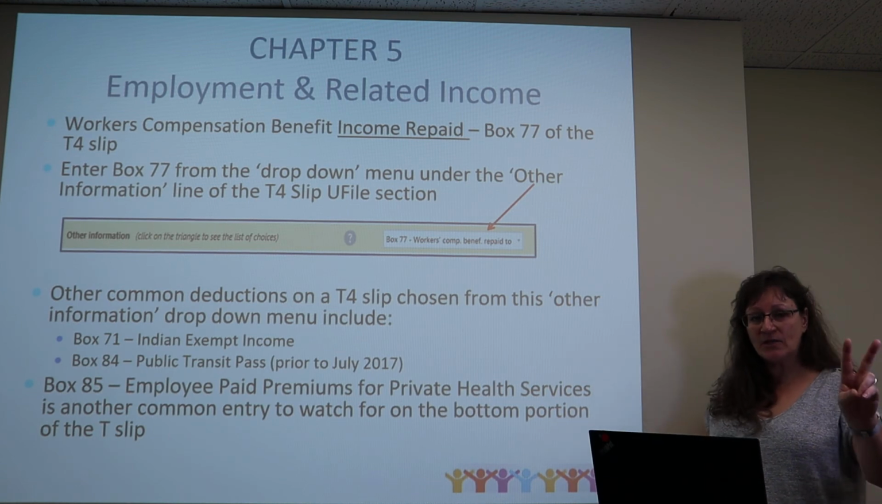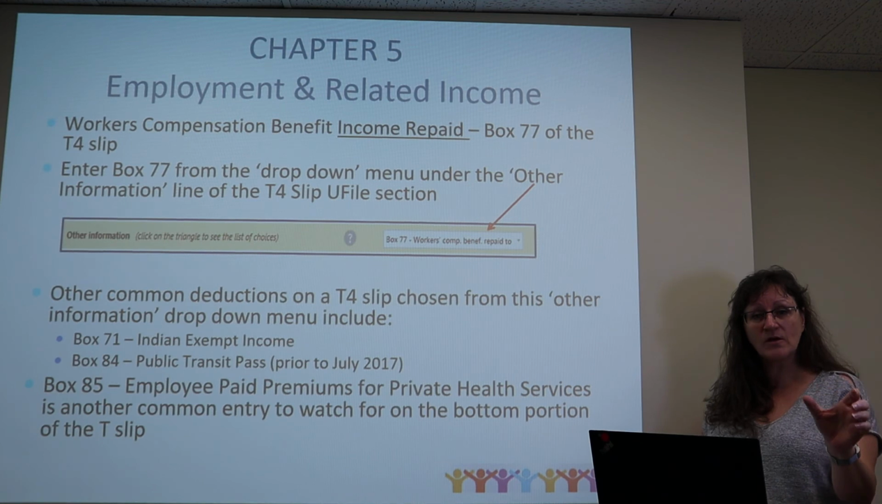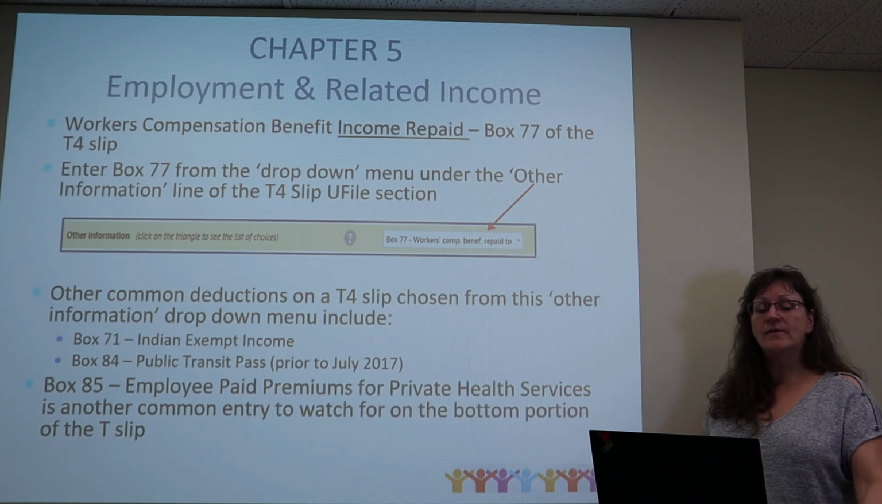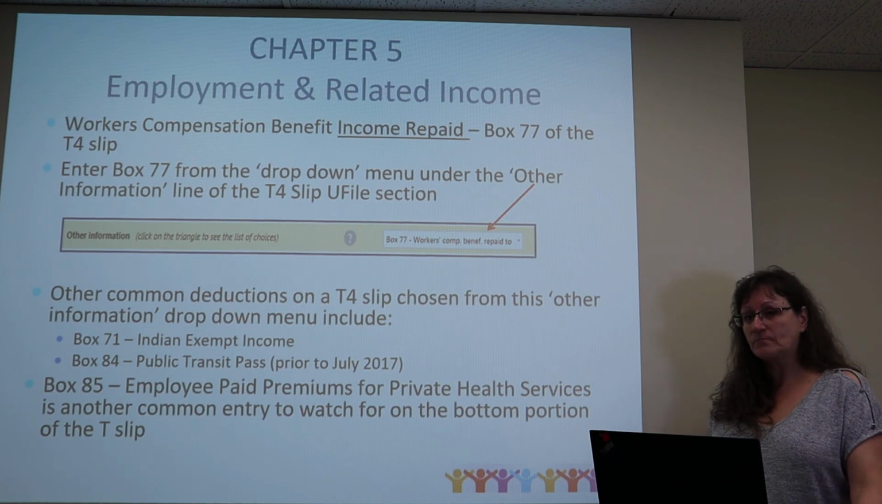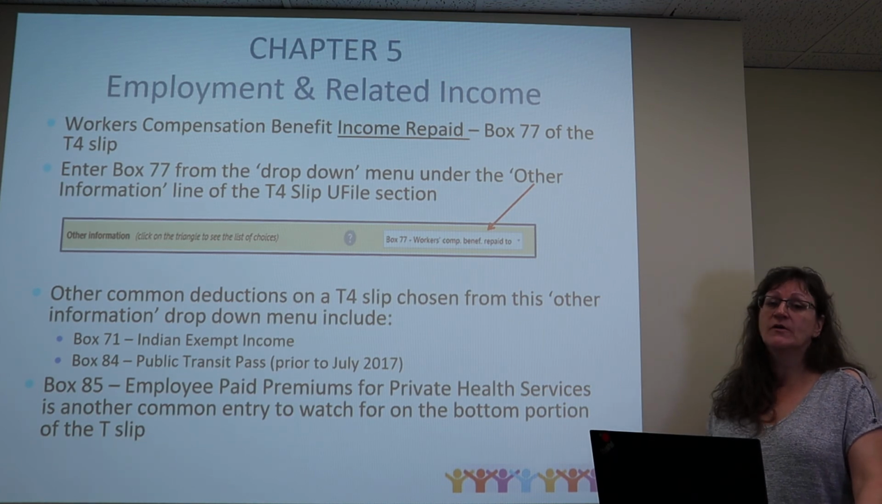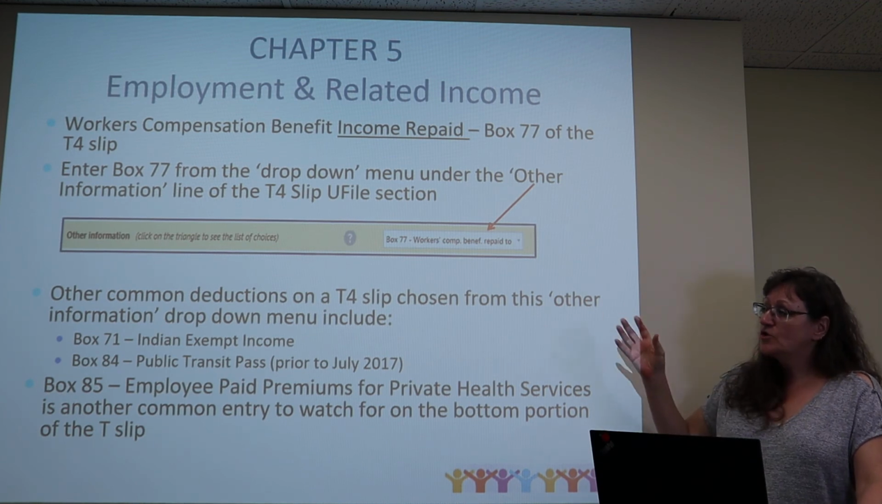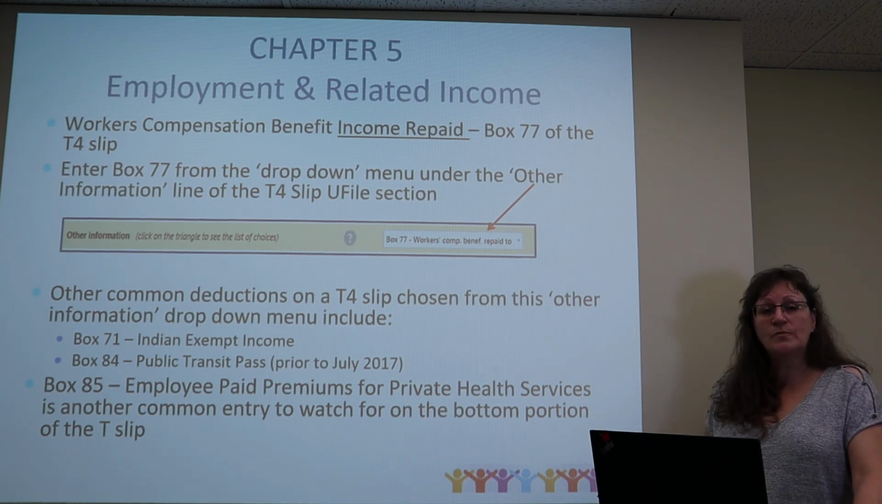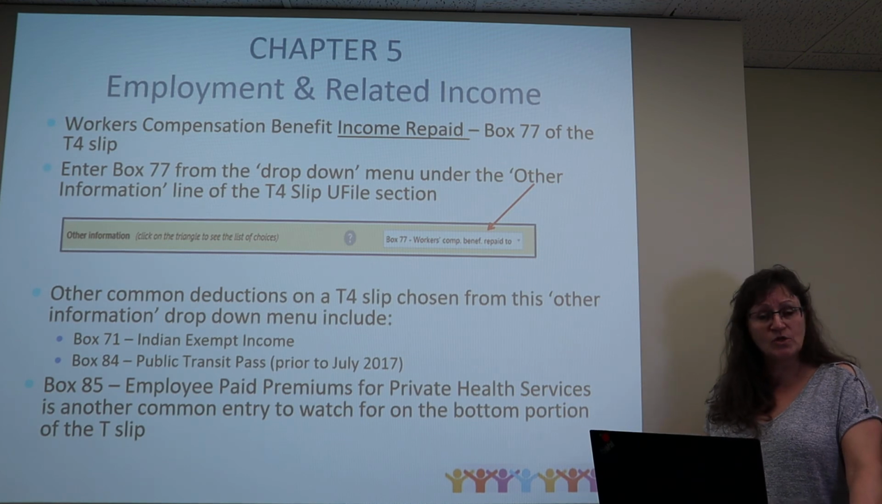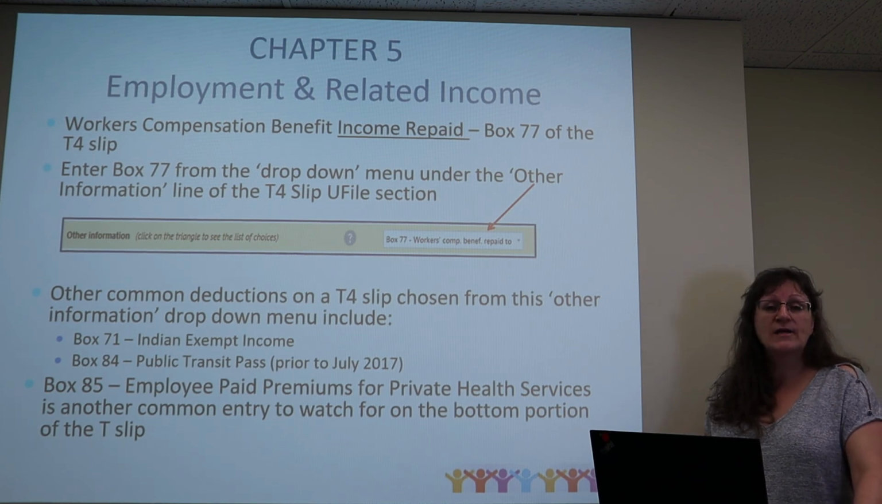But this is a double entry field. So once you've entered the source of the income in that box, you now also need to separately enter the amount that's shown in there. And then that will populate the field in the deduction section of our software. So the most common ones that you will actually be searching for under other income would be benefits repaid for workers' compensation, as well as Indigenous earnings. So box 71, Indigenous earnings that are shown on a T4.